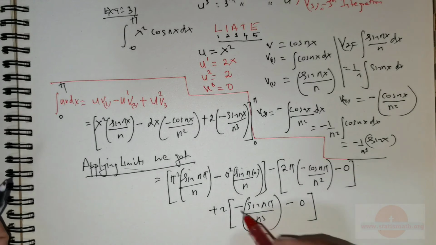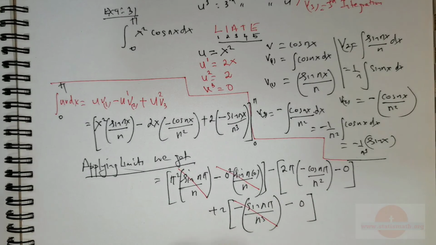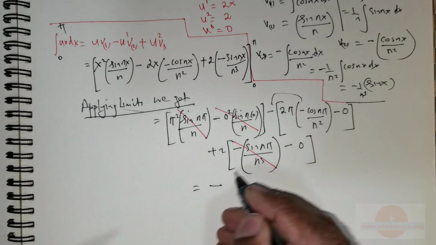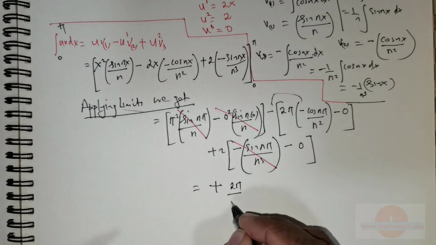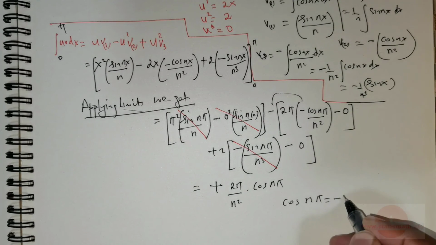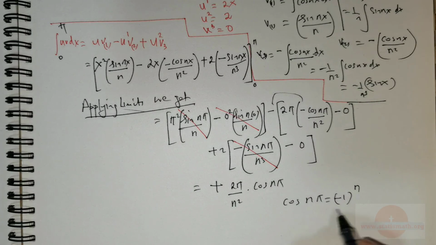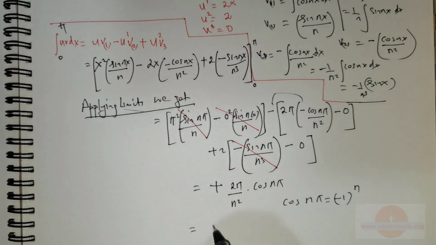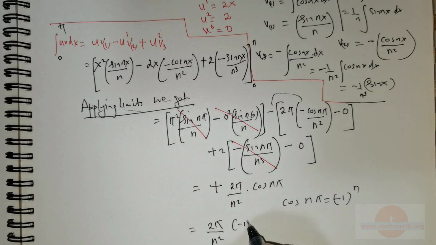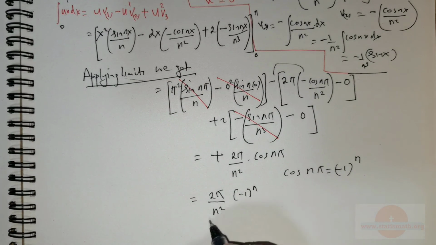So now what happens is sine n pi is 0, this goes off, this goes off. So we are left with negative times negative will become positive 2 times pi divided by n squared times cos n pi. Cos n pi will be negative 1 raised to the power n. Of course, this will be depending upon the value of n. So this is going to be equal to 2 times pi divided by n squared times negative 1 raised to the power n. So whatever will be the value of n, accordingly the solution will vary.